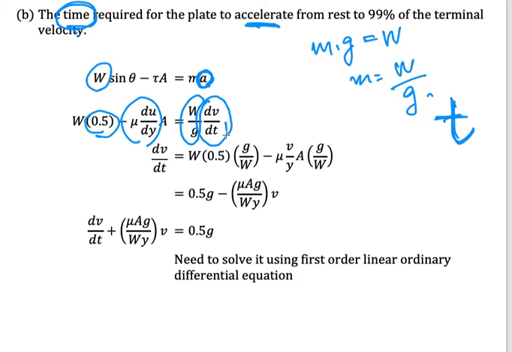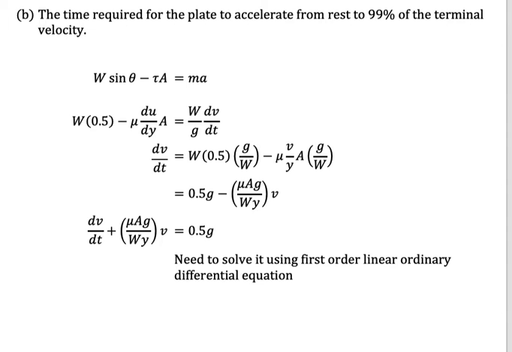And then we simplify everything, so we could get this one. And finally, we could have this term. So we have dv/dt plus mu A g over W y times v equals 0.5 g. This is very special, so we need to solve it using a first order linear ordinary differential equation. In the next slide, I think you could understand how to solve this one.